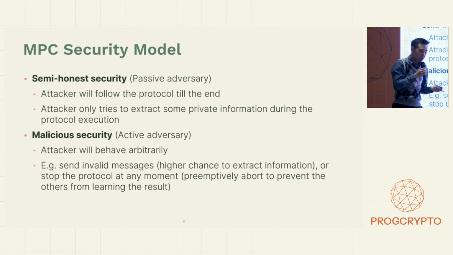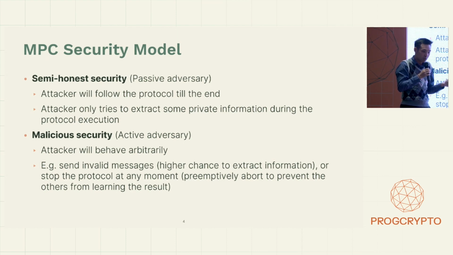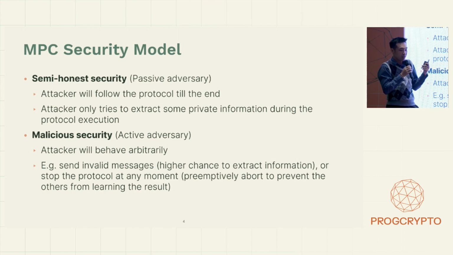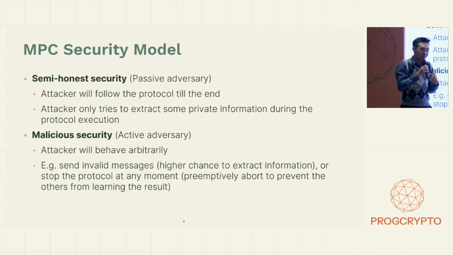There is another type of attacker that is more aggressive: the active adversary. If you want malicious security out of your protocol, then you have to assume that the attacker can behave arbitrarily, including, for example, sending invalid messages just to screw up the computation, or it can have a higher chance to extract some information. For example, if I know that if I give this input and the protocol outputs something, then this must be your input, then I will just play it, right? Or if I already learned the outcome of the computation and it is not in my favor, then maybe I will just stop the protocol so you will not learn the computation and we will not have any conclusion, so I don't lose anything.